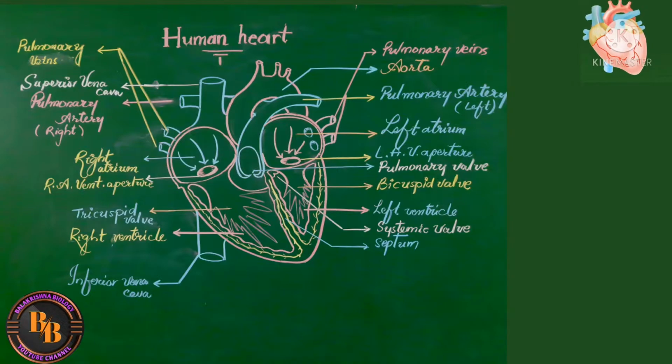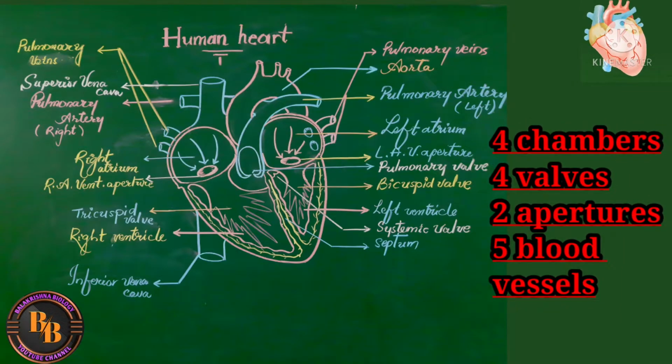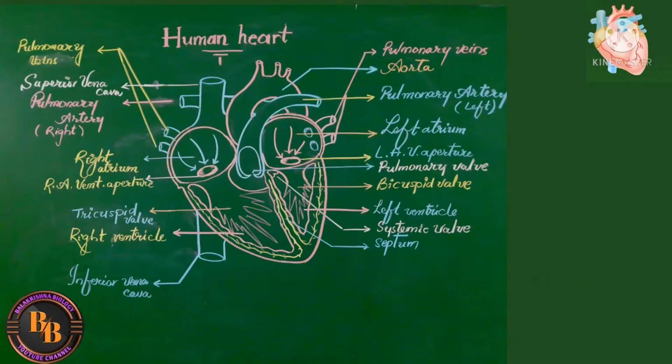Whenever we look at the internal structure of a human heart, we will find that there are four chambers, four valves, two apertures, nothing but holes, and five major blood vessels. Don't skip this video, watch it till the end, then only you can understand clearly.